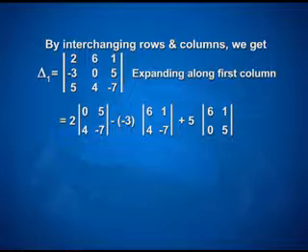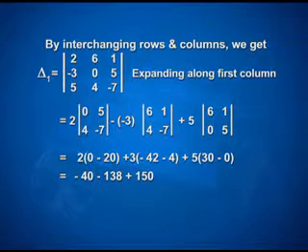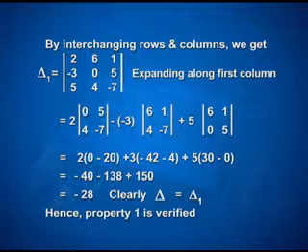On simplifying, we get 2 into 0 minus 20, plus 3 into minus 42 minus 4, plus 5 into 30 minus 0. This gives minus 40 minus 138 plus 150, that is minus 28. So, clearly we have seen that the previous determinant is equal to determinant 1. Hence, the first property is verified, which says on interchanging rows and columns, the value of the determinant remains unchanged.